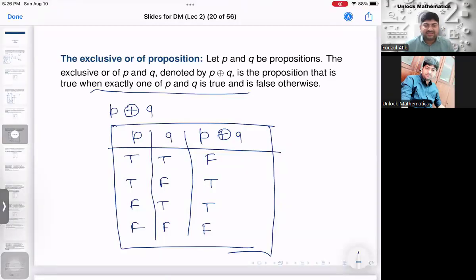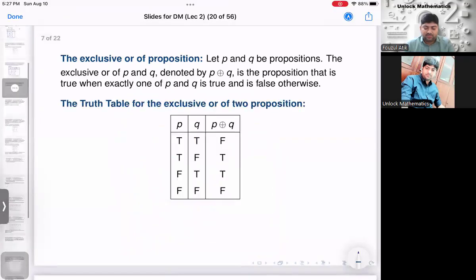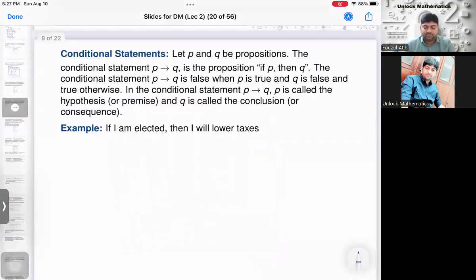Correct? So these are all easy things, the truth table and the truth value all are easy, and students may have learned these things, the AND operator, OR operator, or exclusive OR operator, in their +2 level physics course also, right? In the case of a gate they have learned, or in terms of Boolean variables 0 and 1, either 0 or 1, this kind of thing students used to learn there. So now you will learn a new proposition called the conditional statement.